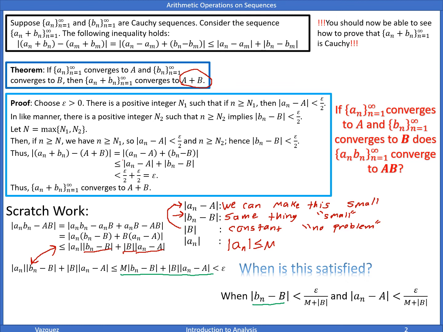Now, if you're wondering why this is the case, it takes some algebra to work it out, but just go ahead and plug this in for b_n minus b and a_n minus a. Once you multiply them out, it's going to equal epsilon. If it's equal to epsilon, we don't want that. We want it less than epsilon, which is why we set them both less than our new choice of epsilon.